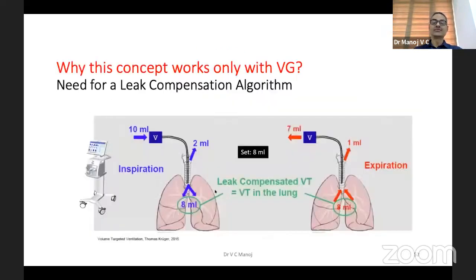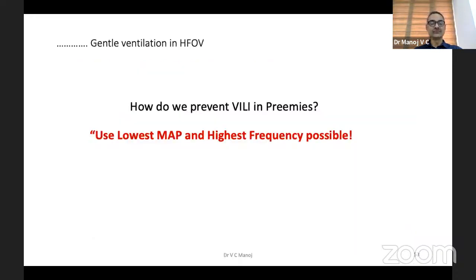And those of you who have heard some of the lectures I happen to host, the Learn from the Legend series, where Professor Luna has elaborated this in two of his lectures. So why does this concept work? Only this concept of higher frequency and lower tidal volume. That's a very difficult proposition. Why does it work only in volume guarantee? Probably because you need a leak compensation algorithm. So only the sophisticated technology can enforce this.